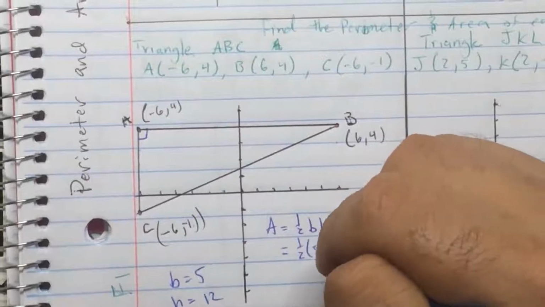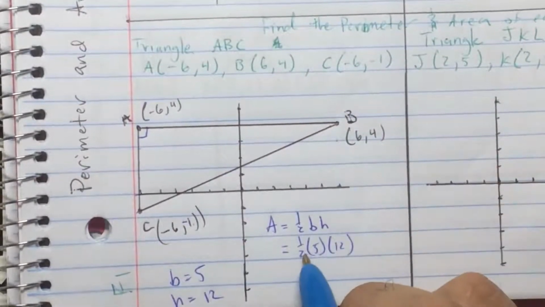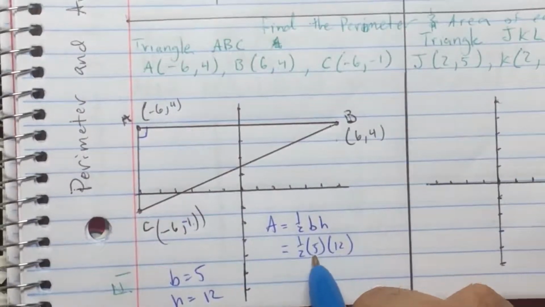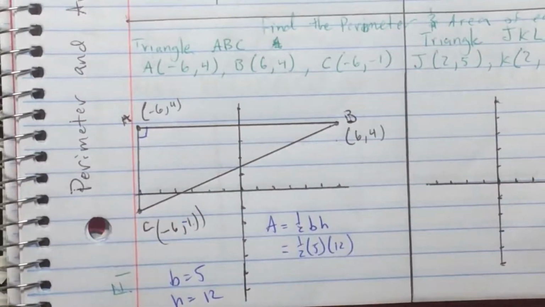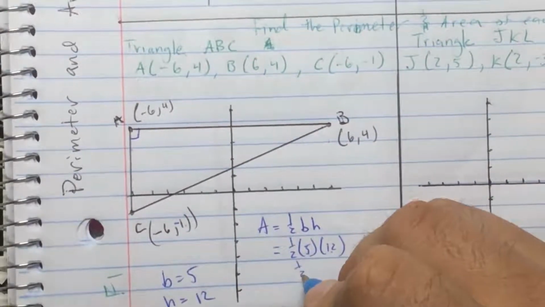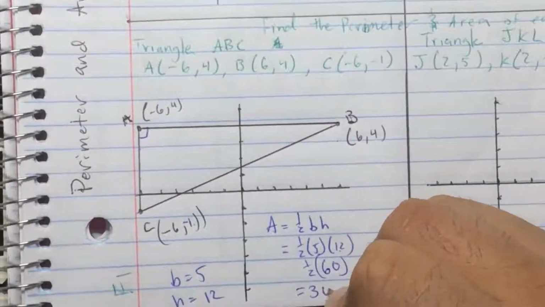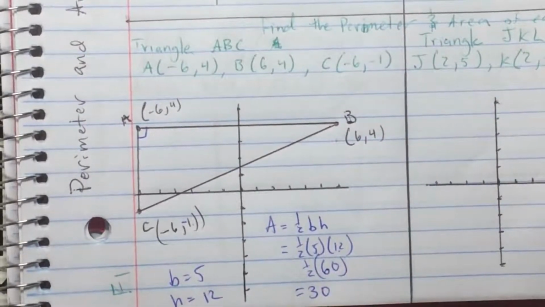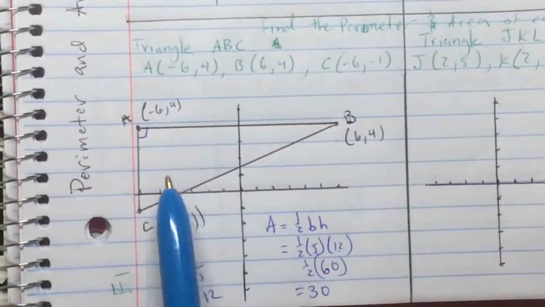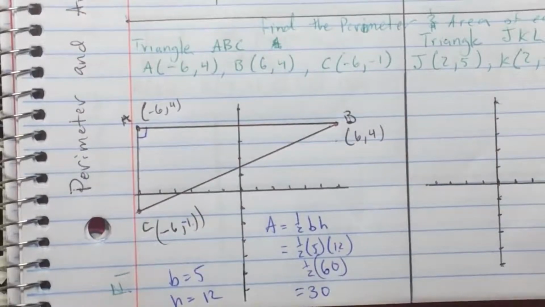And now we just have our equal to 1/2. Substitute our base, substitute our height. And we can multiply the half here first, or we can just multiply it together. It doesn't really matter. 5 times 12 is 60, so it would be 1/2 of 60, which would give us a 30. So the area of our triangle would be 30. And now all we have to do now is kind of find the perimeter.